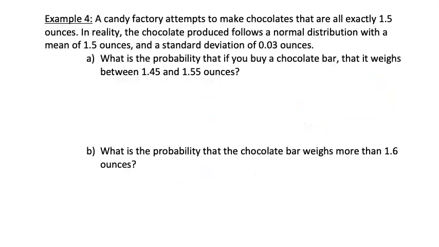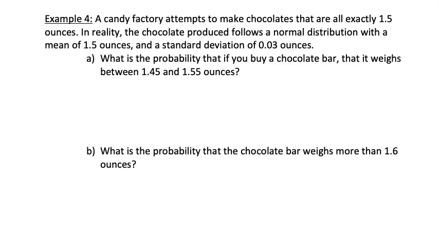So a candy factory attempts to make chocolates that are exactly 1.5 ounces. In reality, the chocolate produced follows a normal distribution with a mean of 1.5 and a standard deviation of 0.03 ounces. Now guys, this is a really cool actual real world application.